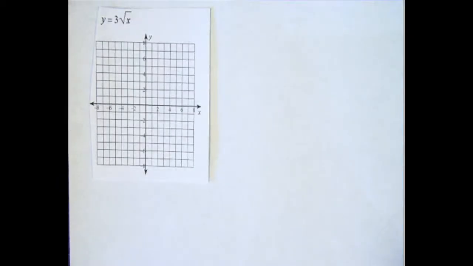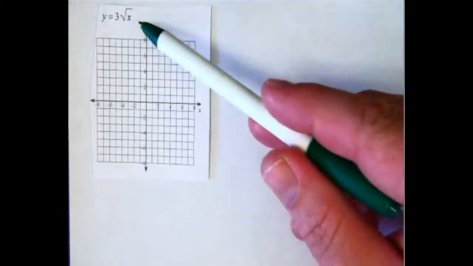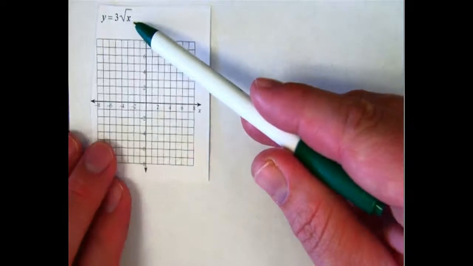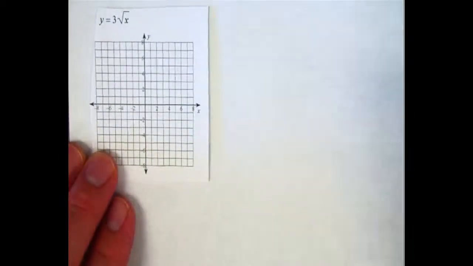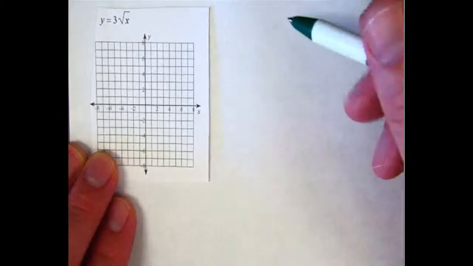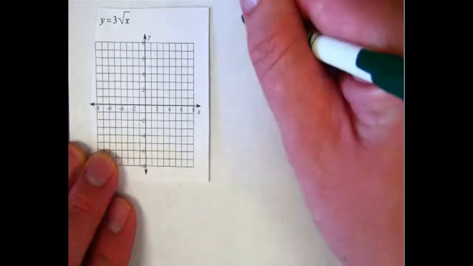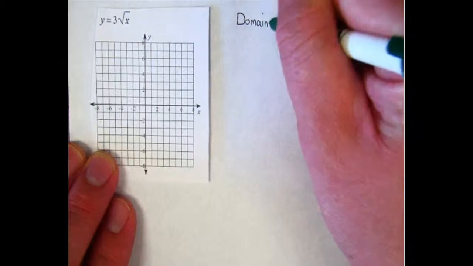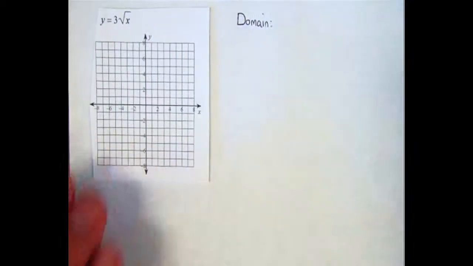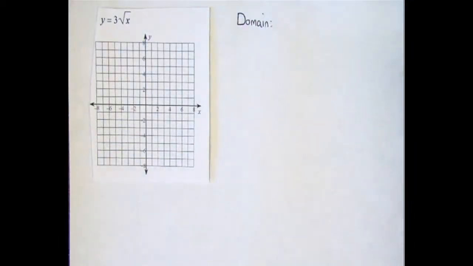Graph the radical expression. So here we're given a radical expression and we are asked to graph this. So the most important thing about the graph before anything else is we need to find its domain. So the domain is all the possible x values. So we want to know what x is allowed to be and what x is not allowed to be.